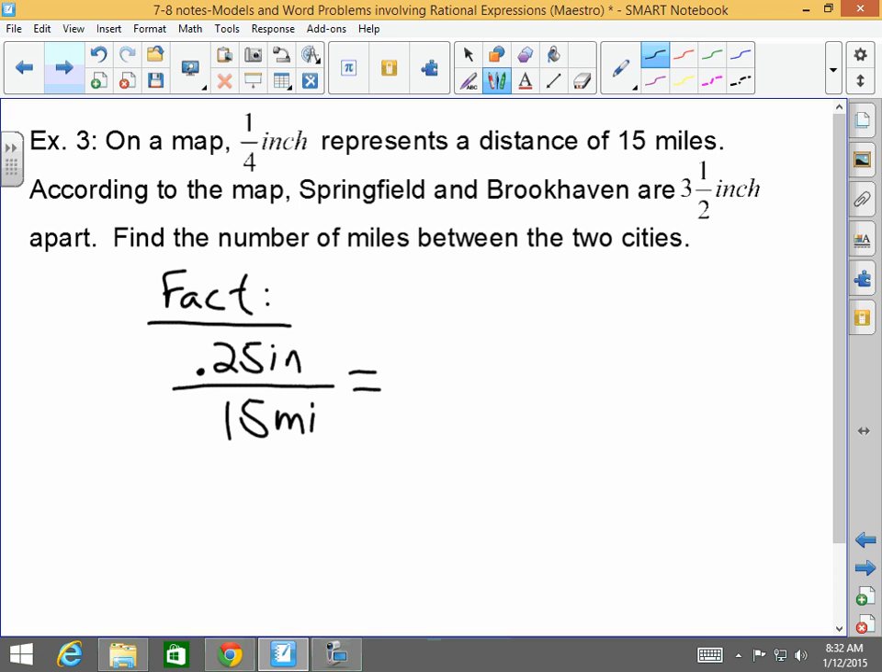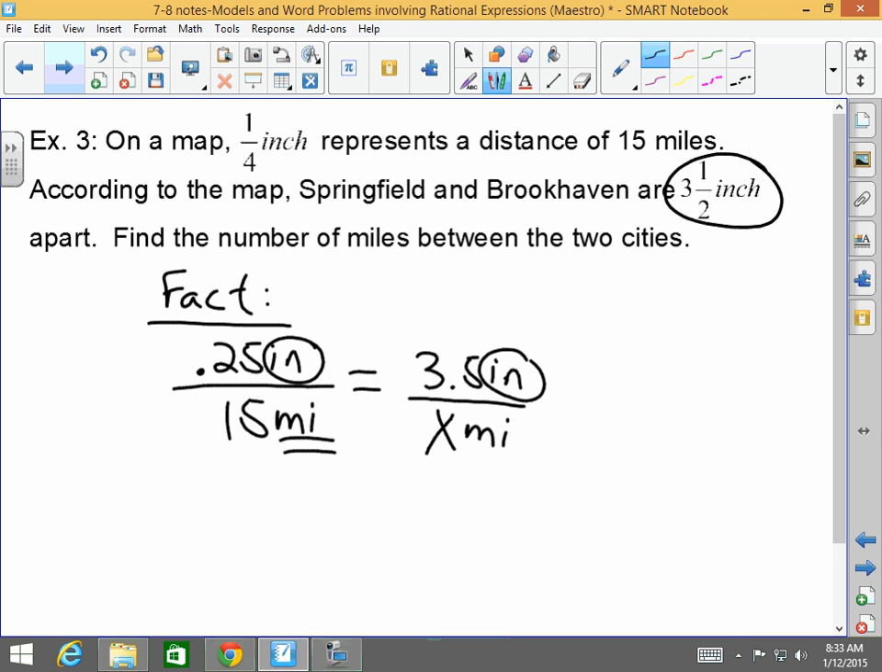Units, label. According to the map, Springfield to Brookhaven are 3.5 inches apart. Find the number of miles between the two cities. Unit to unit. They gave me an actual distance or a map distance here? A map distance, very good. So this is going to be 3.5 inches over X miles. Unit to unit. Again, this is Mickey Mouse now. Cross multiply.